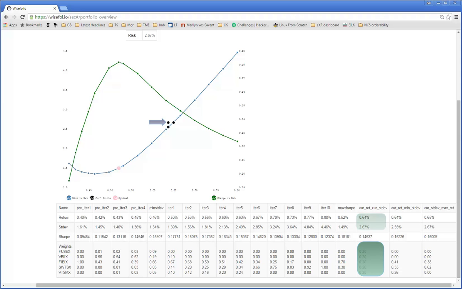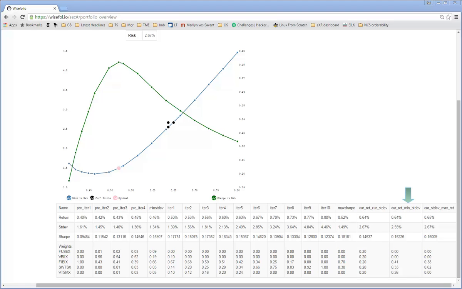Your current portfolio is giving you 0.64% return at a risk of 2.67%. As you can see visually, it is also very close to the blue curve, or the efficiency curve. Now ask yourself a question. For the return you are getting, what is the minimum risk you can get?